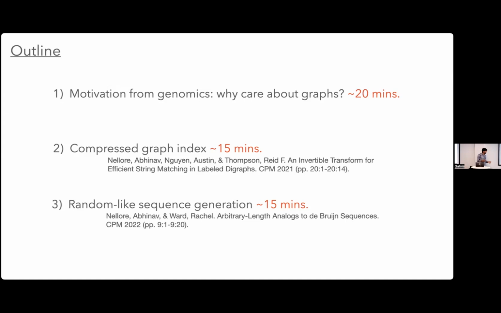Then I'll describe a method I developed with Austin Wynn and Reed Thompson to index label-directed graphs for efficient string matching. Now, this method relies on a particular random-like sequence, and I'll close out with work I did with Rachel Ward on defining the sequence properly and constructing one efficiently.